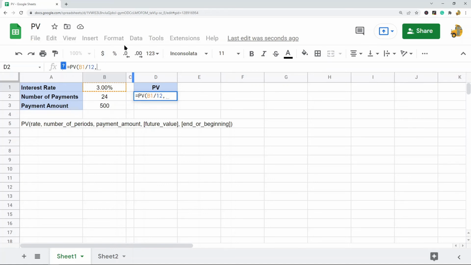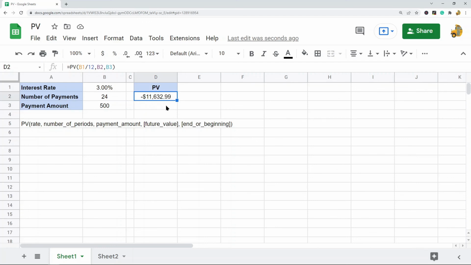Next is my number of periods, which in this example is in cell B2. And then next is the payment amount. I'm leaving out the optional arguments at the end because I don't have a future value, and I will just use the default setting for end or beginning, which is payments due at the end. Then you add your closing parentheses, press enter, and this will calculate the present value of your investment.